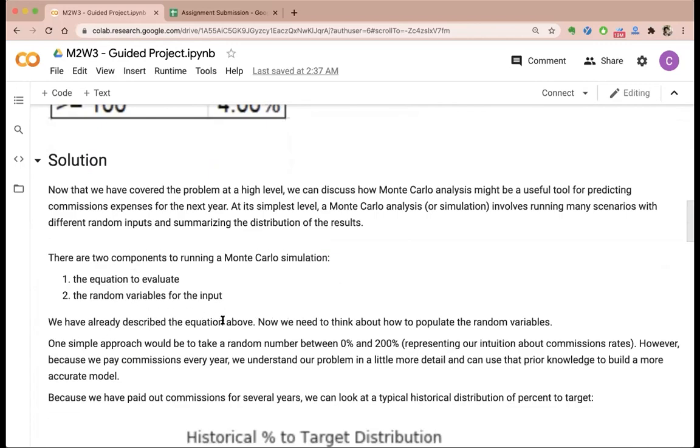We have already described the equation above. Now we need to think about how to populate the random variables. One simple approach would be to take a random number between 0 and 200%, representing our intuition about commission rates.